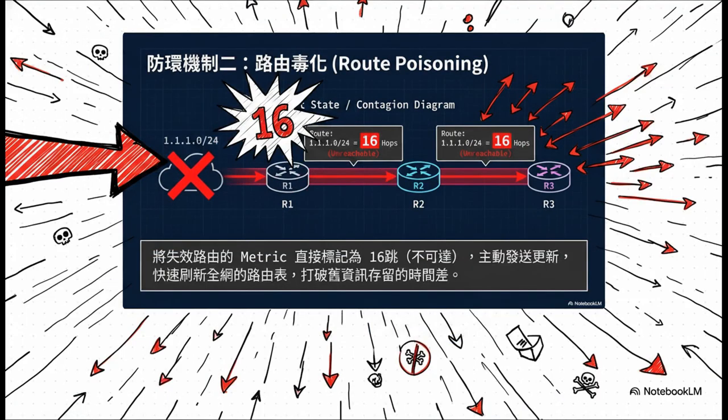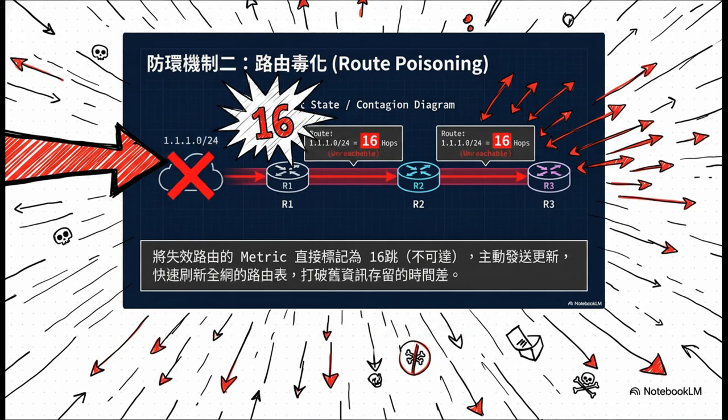And then we have the second major fix, route poisoning. Remember how RIP measures everything in hops? Well, it has a hard limit. 15 hops is the absolute maximum. So when a route suddenly dies, the router immediately marks its metric as 16 hops. In RIP speak, 16 literally means unreachable, or infinity.